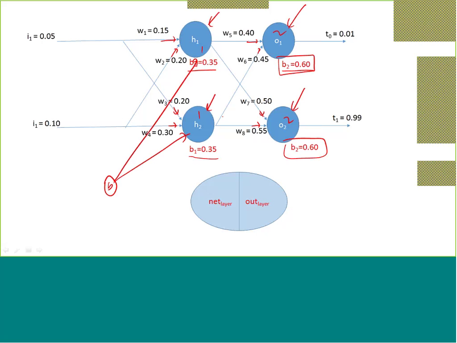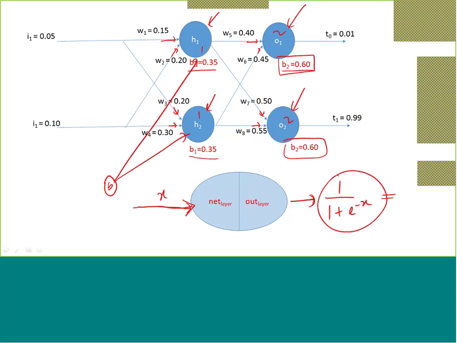What do I mean? Every time I give an input x to the function, I get the output equal to 1 upon 1 plus e to the power minus x. Whatever goes inside this node gets converted by this sigmoid function, and I get this output.